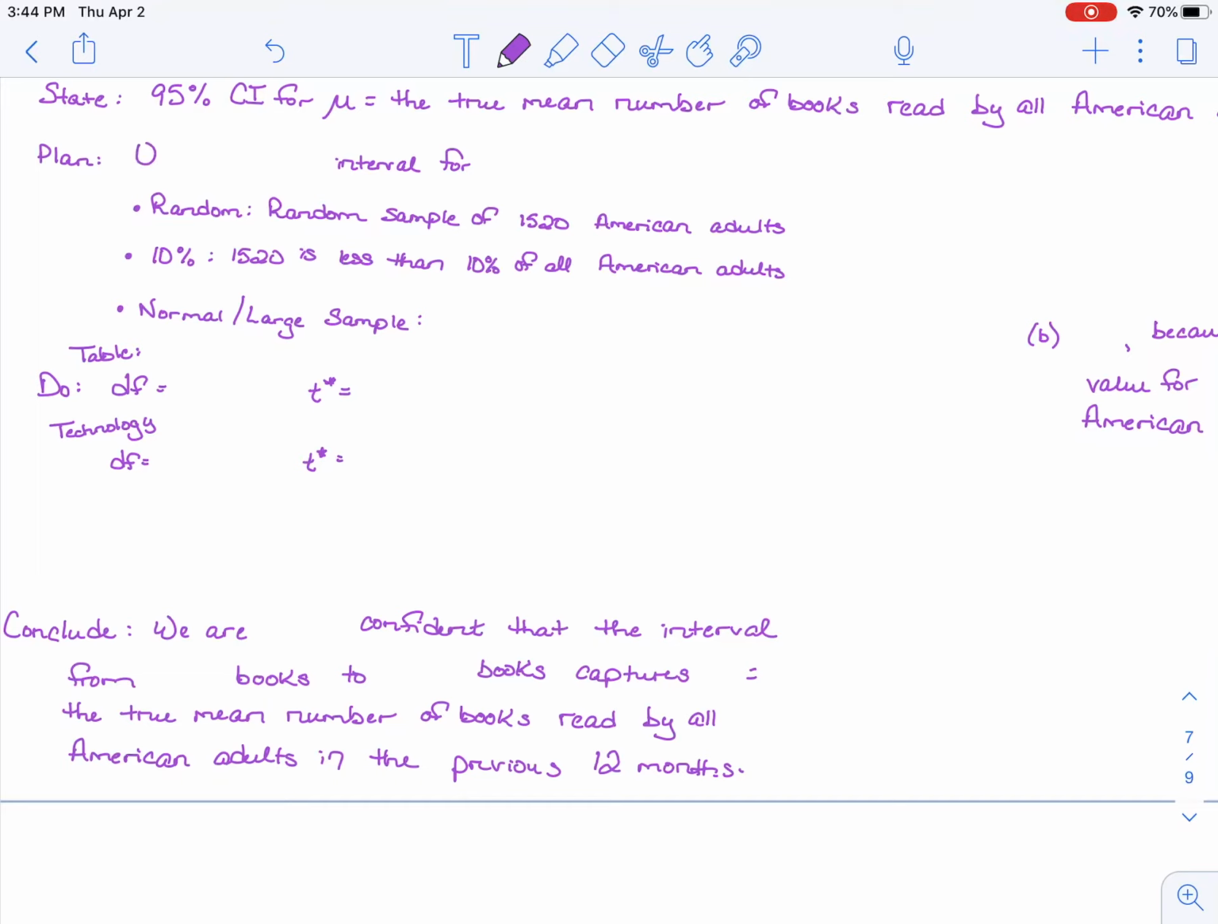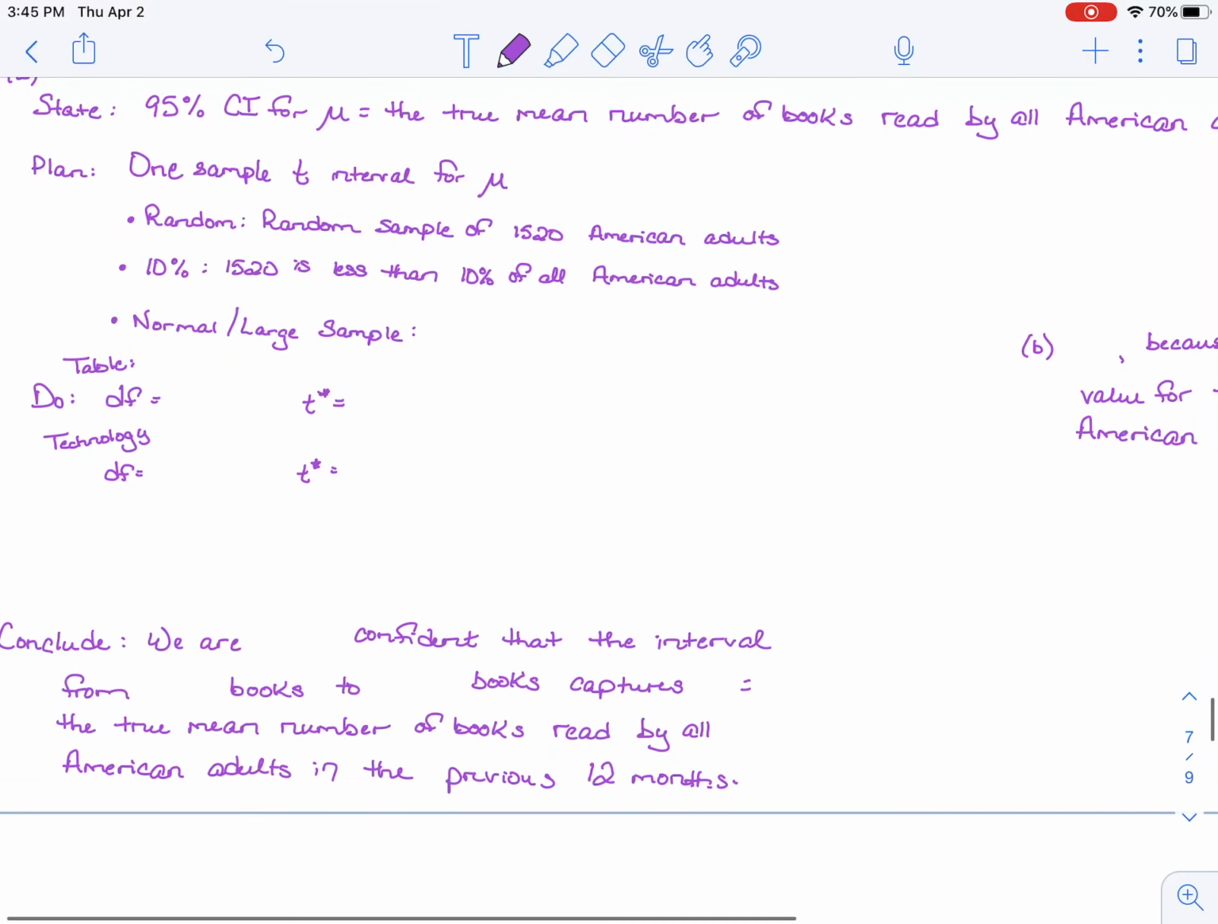So my plan is when I state what type of interval I'm going to be creating. This is called a one sample t interval because I'm only collecting one sample to use. My multiplier is going to be the t star value, so it's a t interval, not a z interval. And it's for mu. I went ahead and wrote up the first 2 conditions because those are the ones that are really not new conditions.